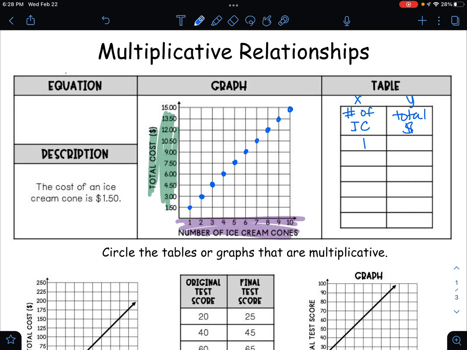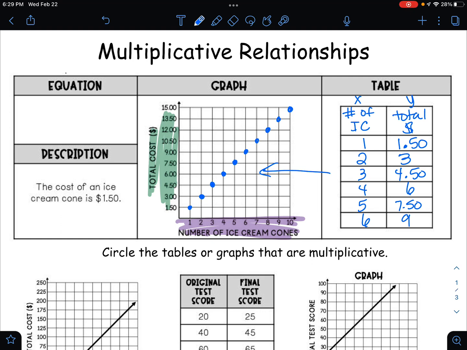So one ice cream cone is going to cost $1.50. Okay, two will cost $3. Three will cost $4.50. And I'm just looking at this graph to give me these numbers. Okay. 4 ice cream cones will cost $6. 5 cones would cost me $7.50. And then 6 will cost $9.